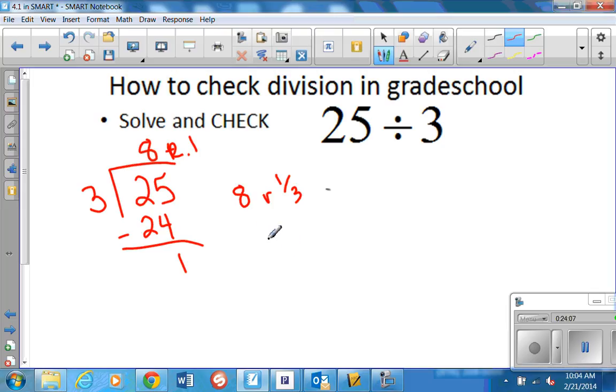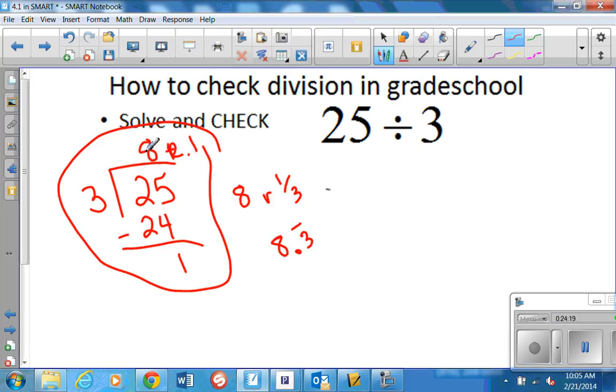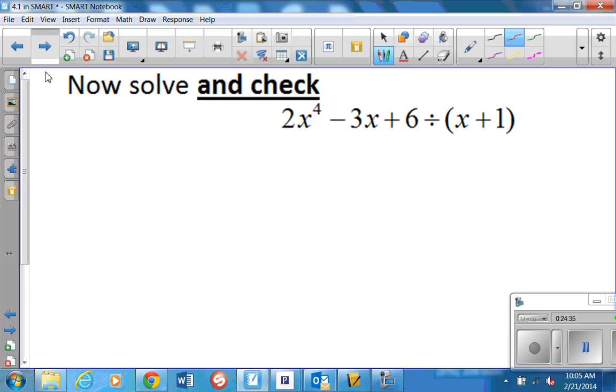Then when you got really bright, you started putting in decimals, and your answer was 8.3, right? But here's the question. How did you check to see if this was right? When you very first started, you checked it by saying 8 times 3 is 24. And then what did you do to the remainder? You added it to it, right? And you had to make sure you got what you started off with. Well, the same thing holds true when you're doing synthetic division.